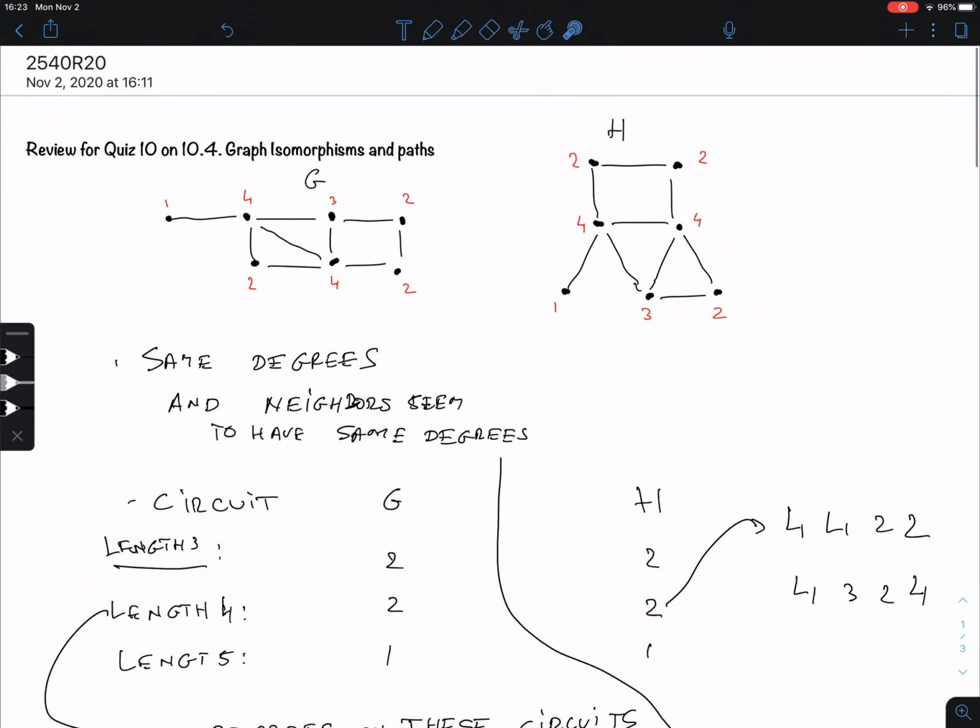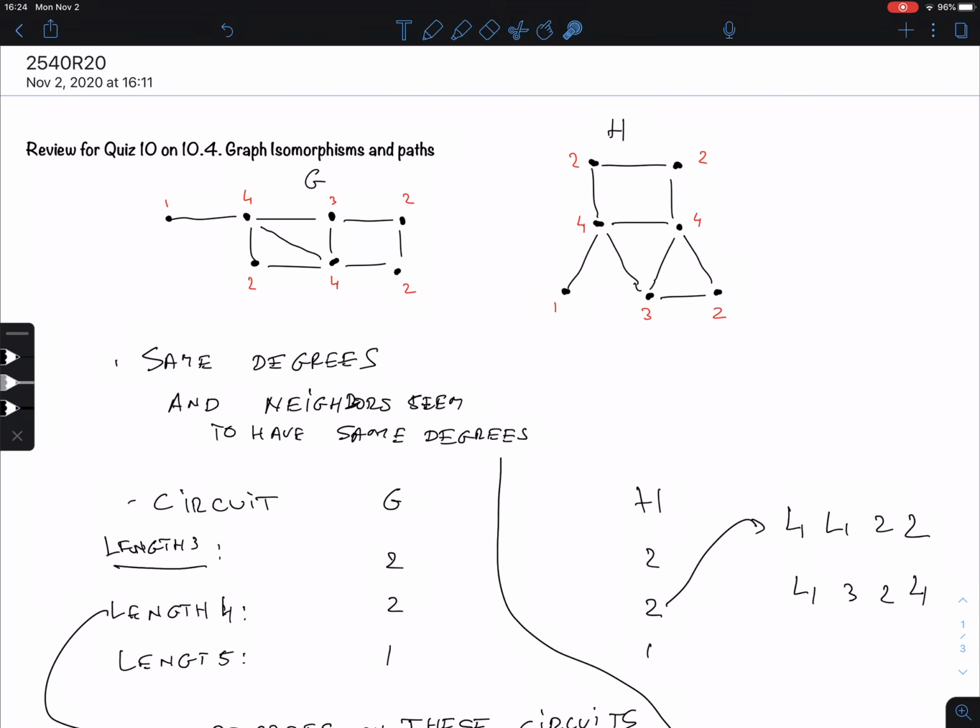I'm not sure, I didn't really look for lengths 6, 7, 8. They are much harder to find, circuits of this big length, right? So there's a 1, 2, 3, 4, 5, 6. There's another 1, 2, 3, 4, 5, 6. But those circuits, because they're becoming so long, they're already different. No, I shouldn't say that.